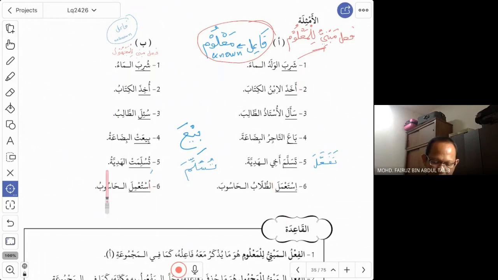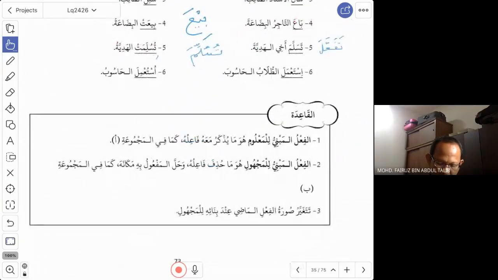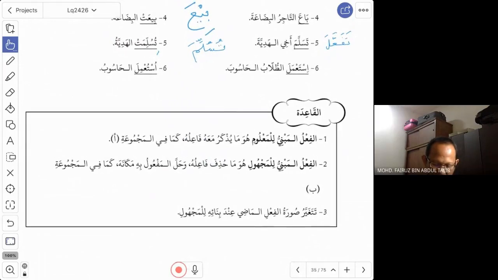Okay, so far, any question? So now you know the meaning of mabni lil majhul and you know the meaning of mabni lil ma'lum. Okay, any question so far? Ada. Okay. Baik. If there is no question, okay, now we look at the qaida.